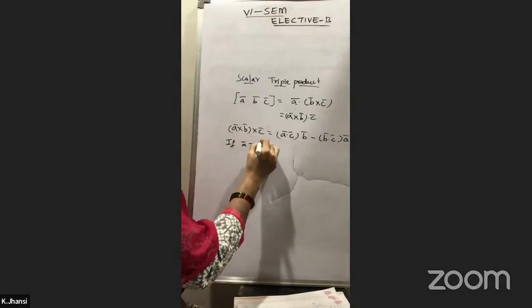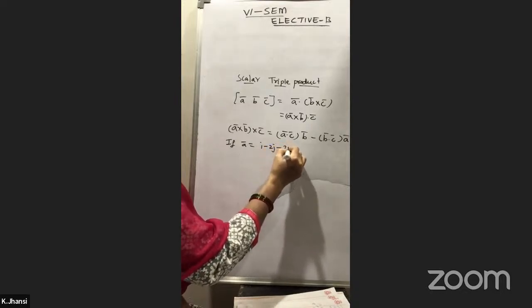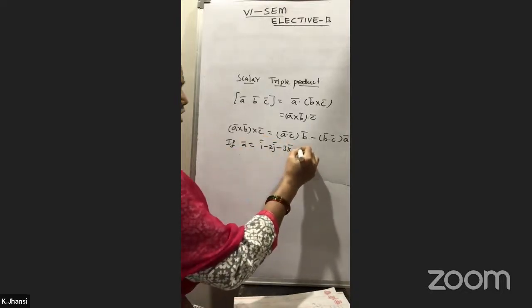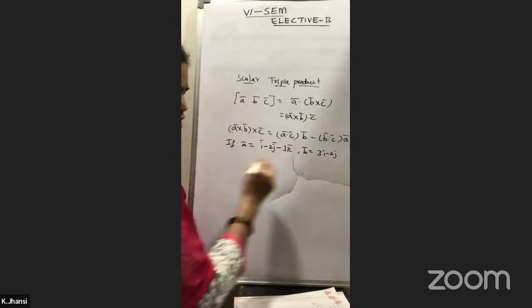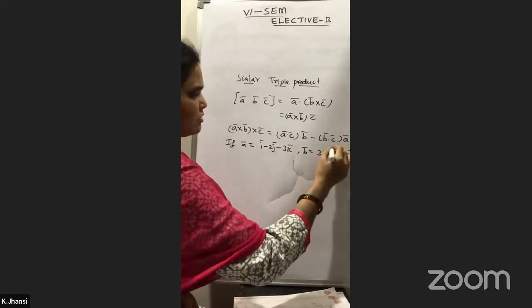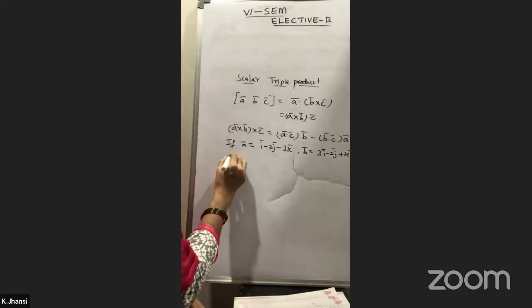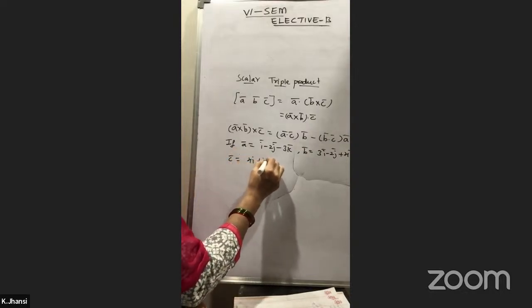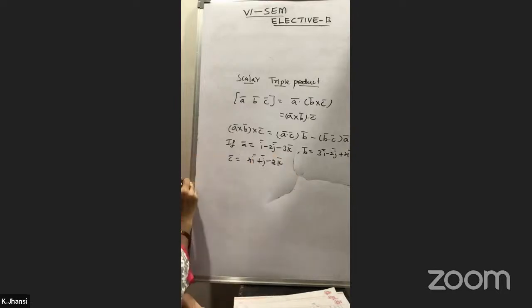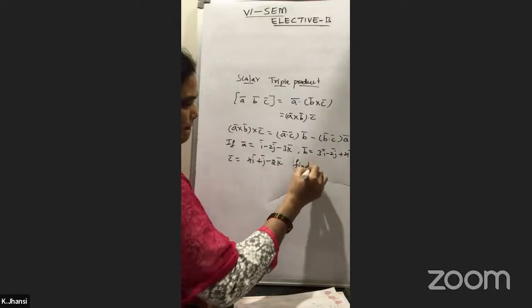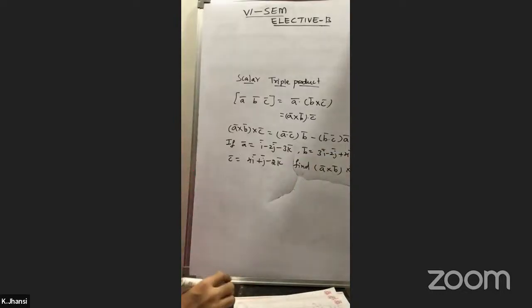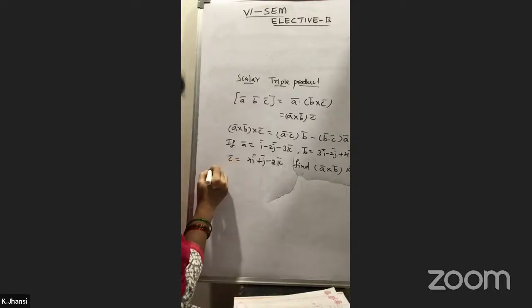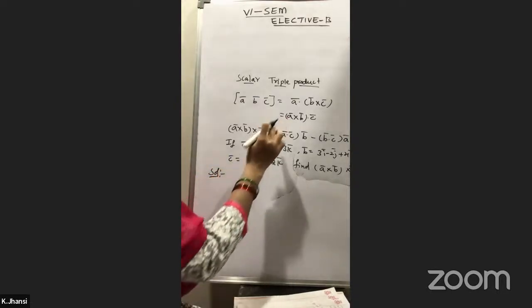If vector A is equal to i minus 2j minus 3k and vector B is equal to 3i minus 2j plus 4k, and C is equal to 4i plus j minus 2k, find A cross B cross C. So we need to find A cross B cross C, and for this one we have to use this formula.